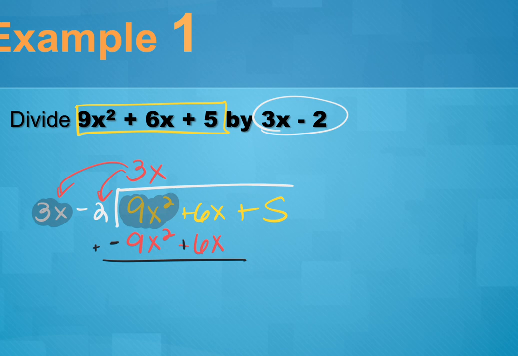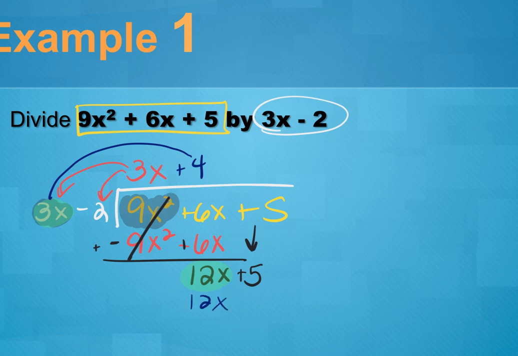If you've done it correctly, the first column should cancel out. Positive 9x squared and negative 9x squared cancel out. And then I have positive 6x and positive 6x, which would be a 12x. And then I bring down the next term and I repeat that whole process. Now it's first and first. So what do I have to multiply 3x by to get to 12x? Good. Positive 4 goes here. And I multiply it first by 3x, so it's 12x. And then by negative 2, so it's minus 8.